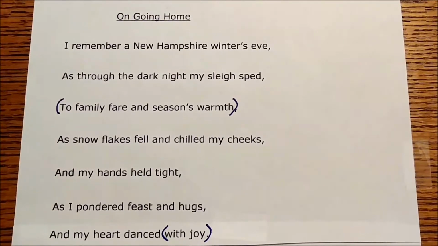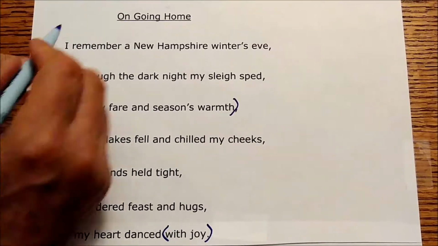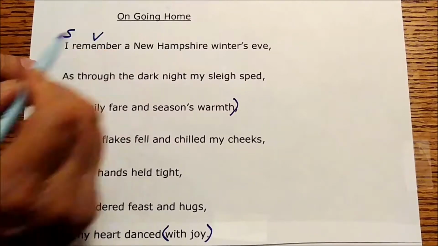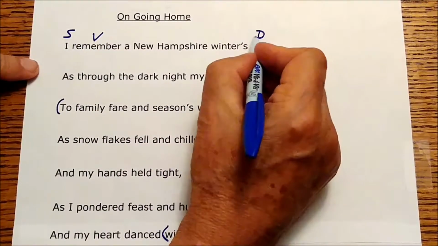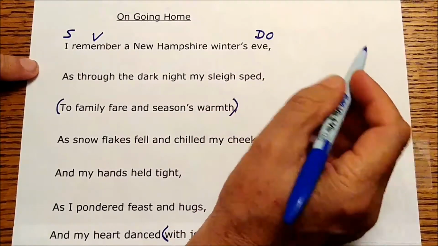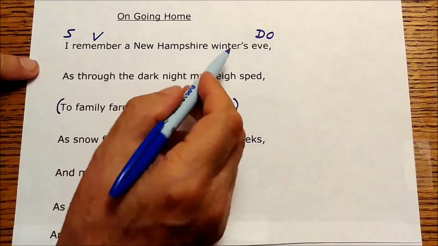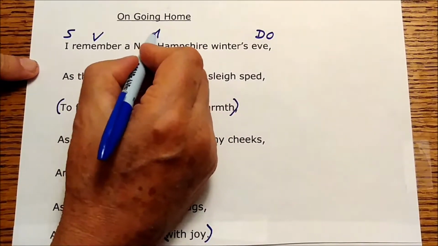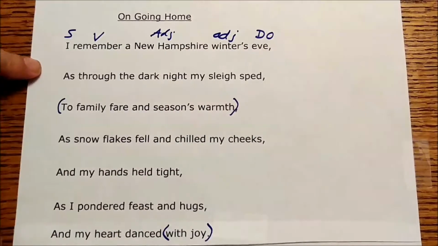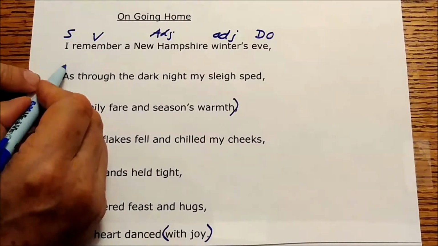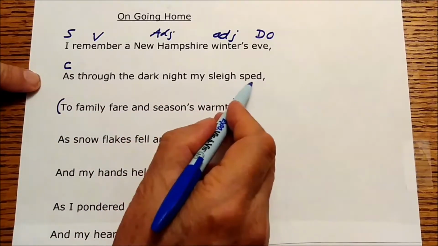Okay, so let's see if we can find a subject in the first part here. I, subject, remember, verb, okay. What did I remember? I remember an eve, so there's our direct object. Eve in this case is short for evening. New Hampshire winter's, all of that is adjective, right? Describing eve. As, we have a conjunction. Through the dark night my sleigh sped.